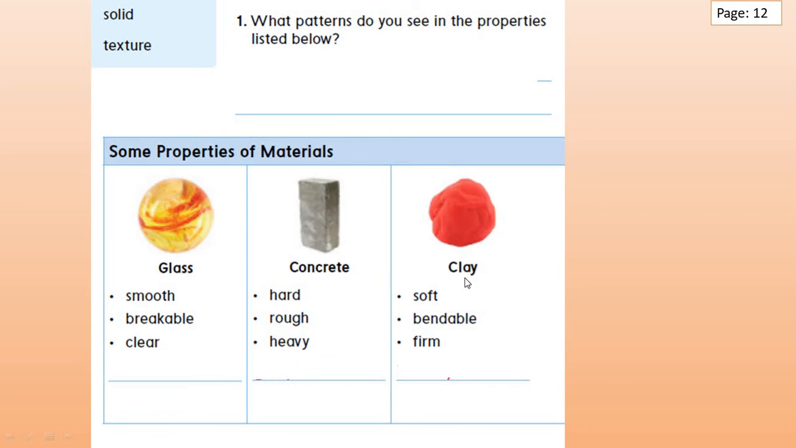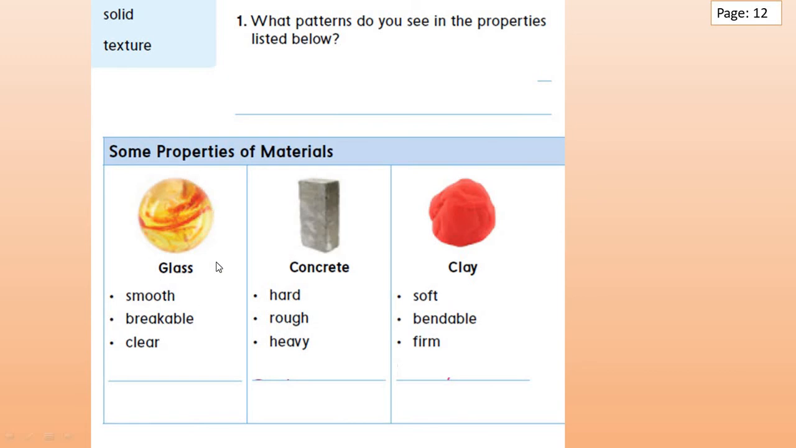Let's see clay. What do you think about the clay? Is it soft or hard? It's soft and bendable. Excellent, grade 2. Okay, grade 2. Can you describe these objects with other words? For the glass, concrete, and clay.